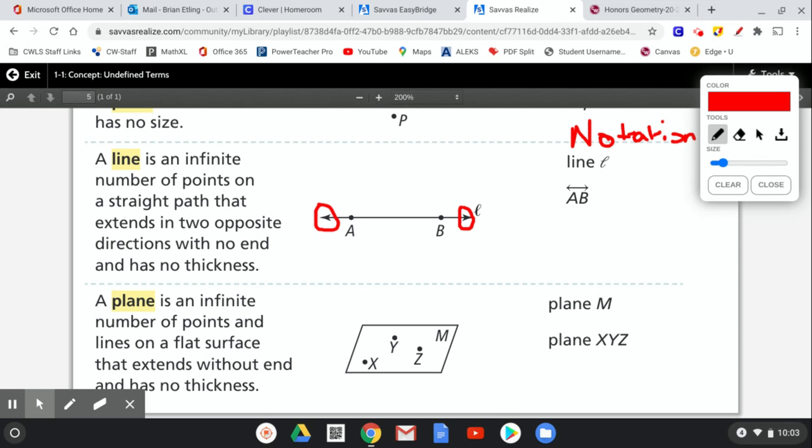So that's something it would be good to have in your notebook: we need exactly 2 points to name a line.